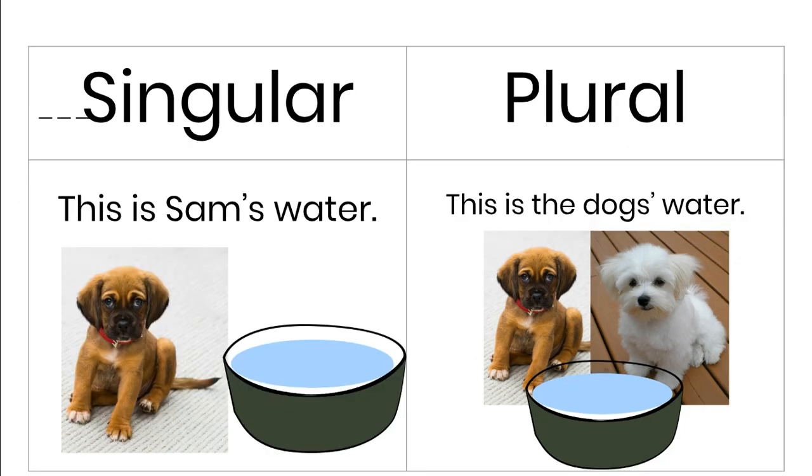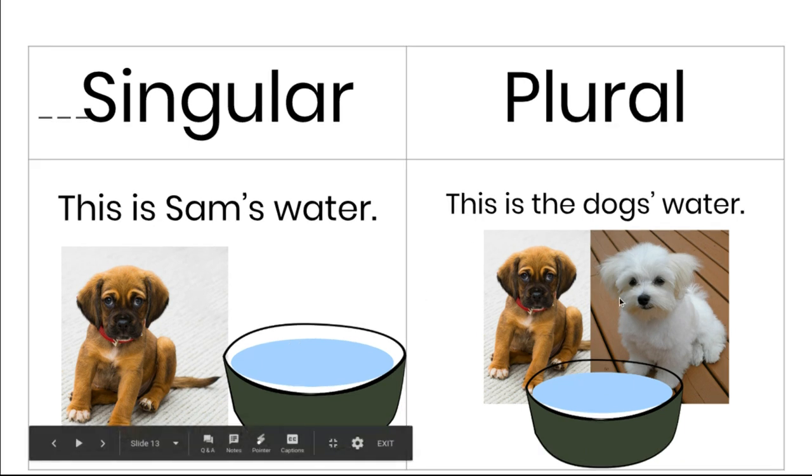We can look at these side by side, and you can see an example when the subject of the sentence is singular. Sam has water. This is Sam's water. The dogs have water. This is the dogs' water.